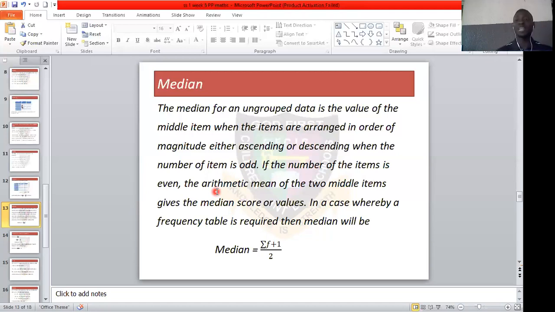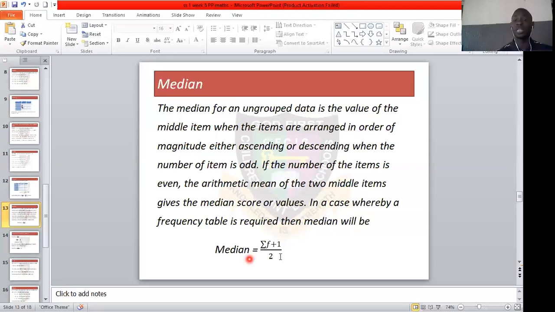Note, if you're having an odd number, you have one single number that falls in between. But if you're having an even collection of numbers, you have 2 numbers. And how do you find the median of this? You add the 2 numbers together and divide by 2. If the number of items is even, the arithmetic mean of the 2 middle items gives the median score or value. In the case whereby a frequency table is required, the median will be what?